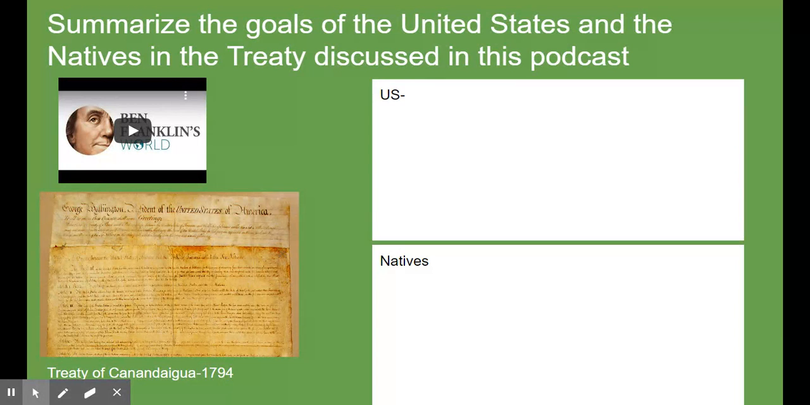Treaties are put in place to try to quell this violence between the American settlers and the native tribes in the region. One such treaty is the Treaty of Canandaigua, signed in 1794 by President George Washington and leaders of the Haudenosaunee. Your goal here on this page is to listen to a selection of this podcast called Ben Franklin's World, and find and summarize the goals of the United States at this treaty. And what are the goals of the natives at this treaty? What do they hope to get out of it?